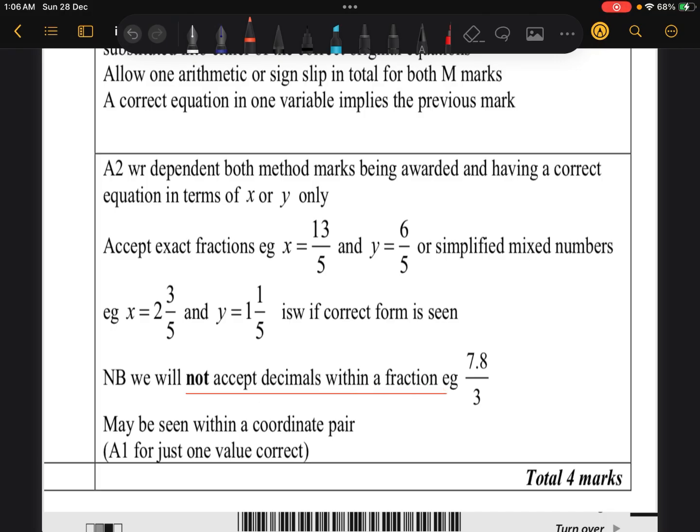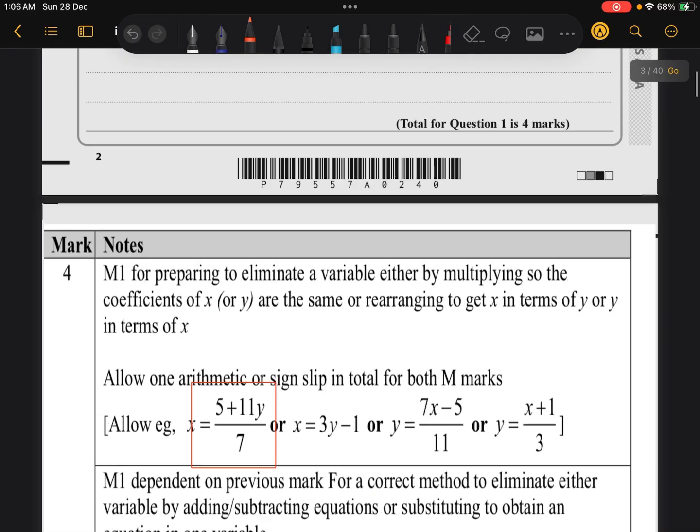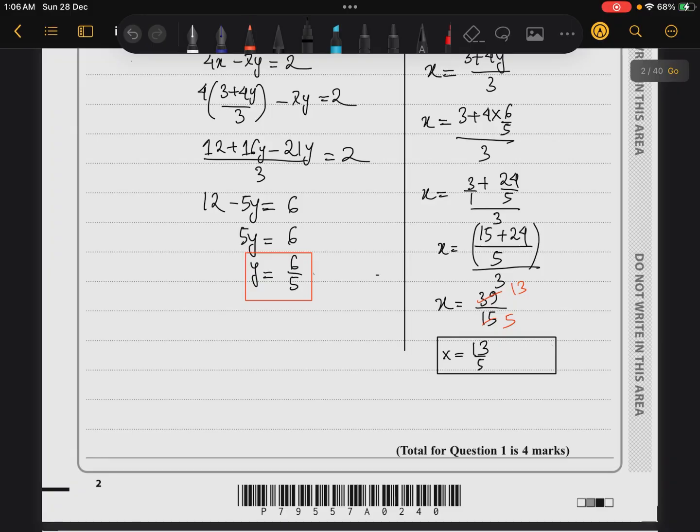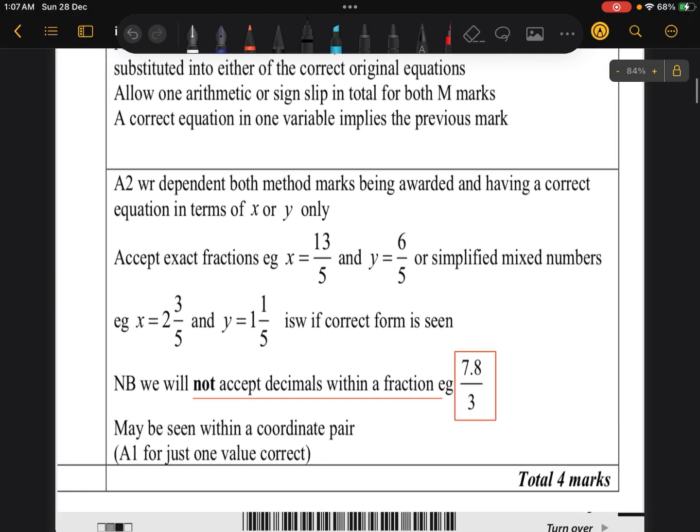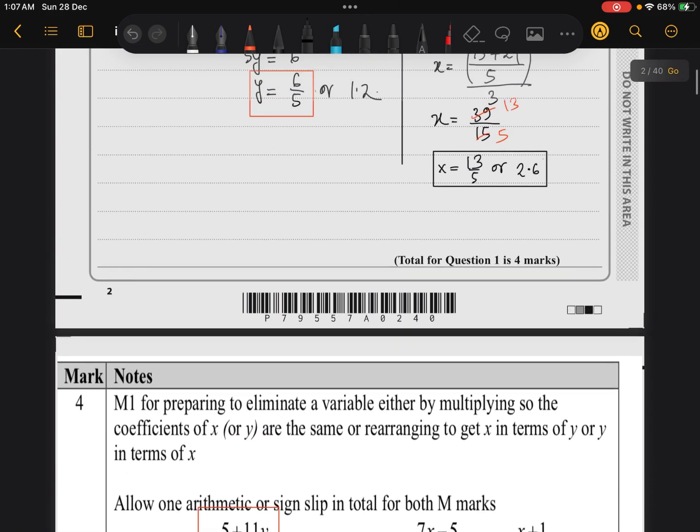It says we cannot accept decimals within a fraction. For example, if you give your answer in this format, they will reject it. So there is no harm in giving the answer like this. So I was wrong. This is 1.2 and this is 2.6, and maybe seen with a coordinate pair. So you can give your answer in a coordinate pair, doesn't matter. So yeah, that's it.